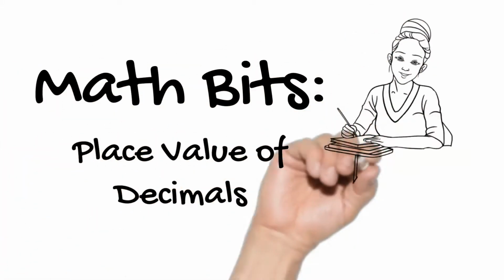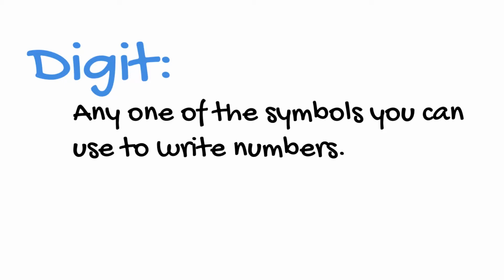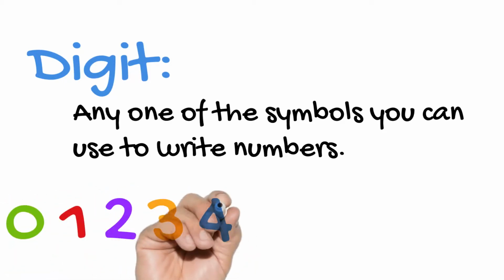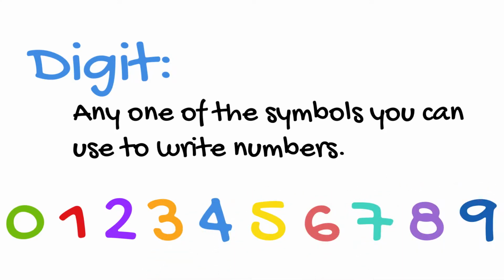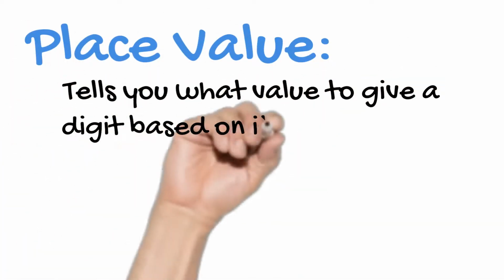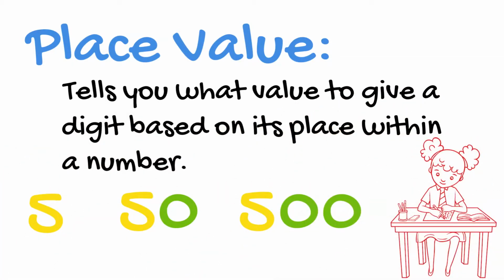Place value, decimals. Let's start with some vocabulary. A digit is any one of the symbols you can use to write numbers. As a refresher, those are 0, 1, 2, 3, 4, 5, 6, 7, 8, and 9. So 0 is a digit, 1 is a digit, 2 is a digit, and so on. Place value tells us what value to give a digit based on its place within a number.